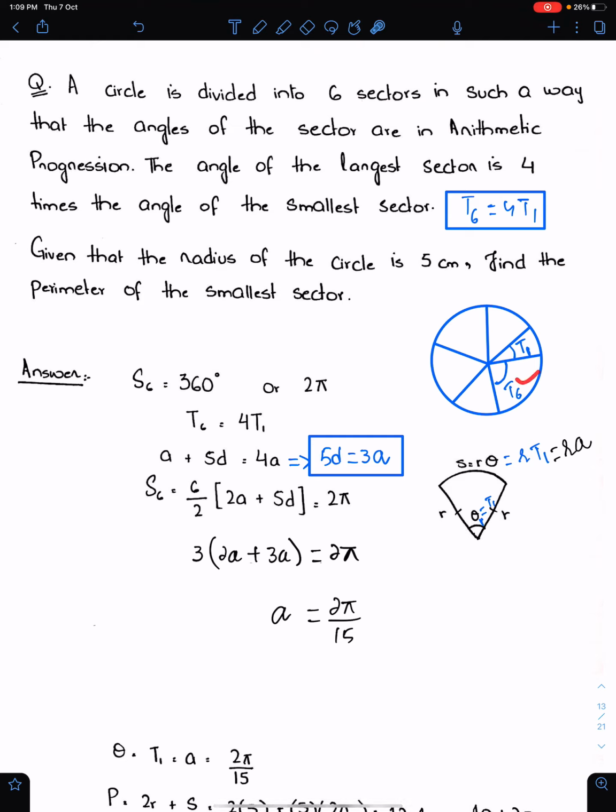And this is the largest sector, whereas this is the smallest sector. This is the last sector and this is the first sector. The angle of the largest sector, T6, is 4 times the angle of the smallest sector. That means 4 times T1. So this information means this equation: T6 is 4 times T1. Since there are 6 sectors, therefore S6 must be 2 pi in radians and 360 degrees in degrees.